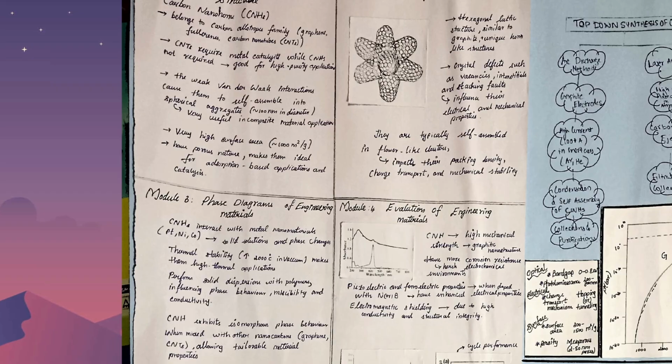Their hexagonal lattice structure, similar to that of graphene, further contributes to their unique packing density, charge transport, and mechanical stability. They also interact well with metal nanomaterials and can perform solid dispersion in polymers, influencing phase behavior, miscibility, and conductivity, and even exhibit isomorphous behavior when mixed with other nanocarbons, allowing for tailor-made properties.